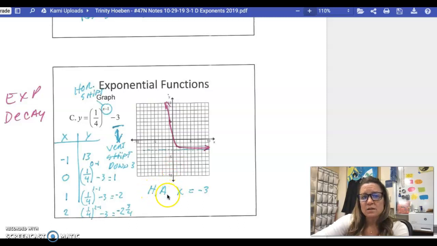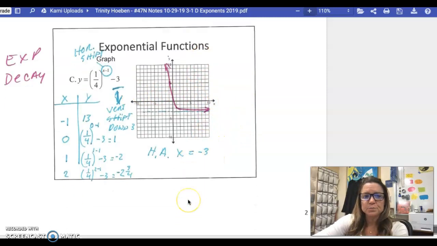That makes your horizontal asymptote at -3. And that's what this number right here is. So whatever this is, and if there's nothing, it's at 0. So -3 would be your horizontal asymptote here. +4, your horizontal asymptote would be right there. So it's just going to shift up or down.